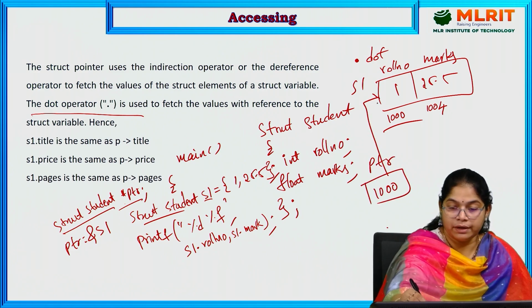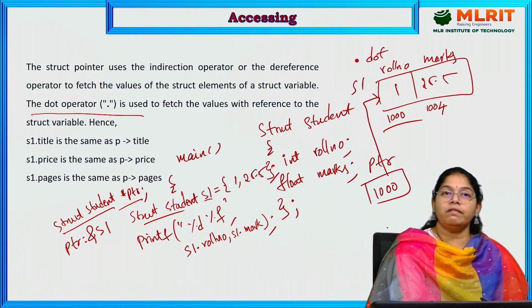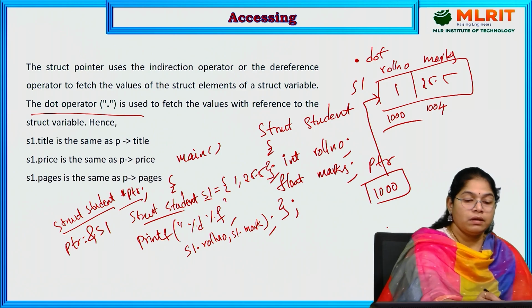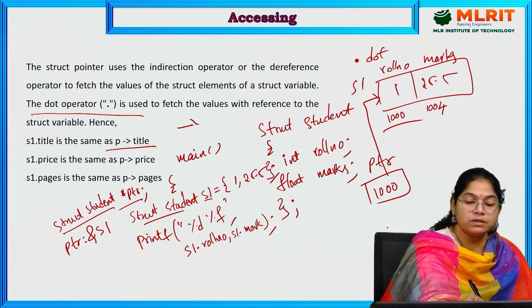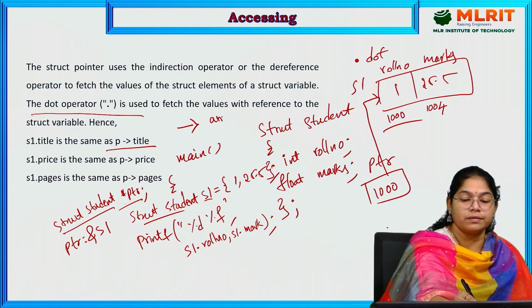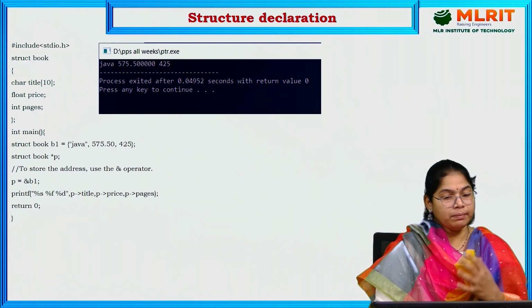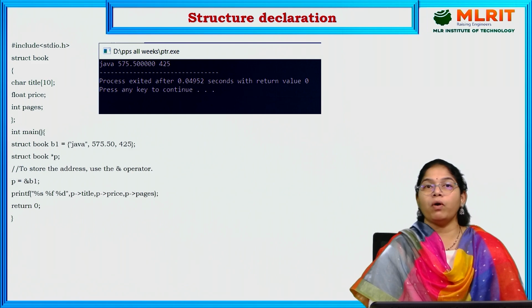Using a pointer, if I want to fetch the values of student s1, then we have to use the access operator, the arrow operator. Example of pointer to structure.